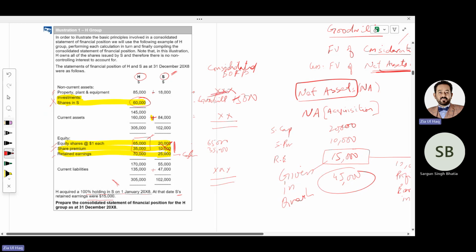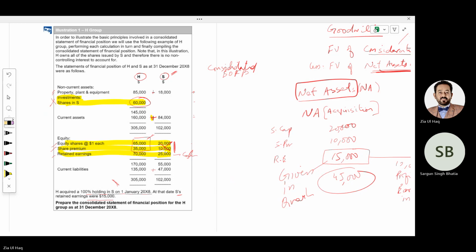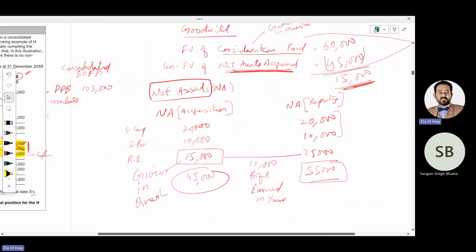Suppose we are preparing consolidated financial statements here. So for property, plant and equipment, PPE, we will record 85 plus 18. How much is that? 103,000. And then we will record goodwill. How much goodwill have we calculated? 15,000.